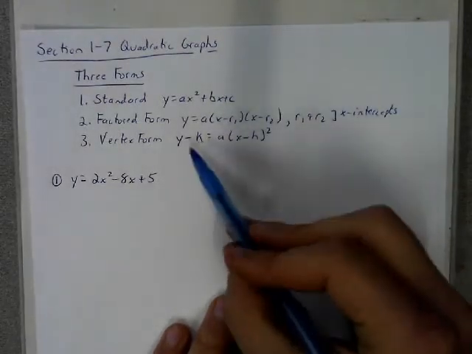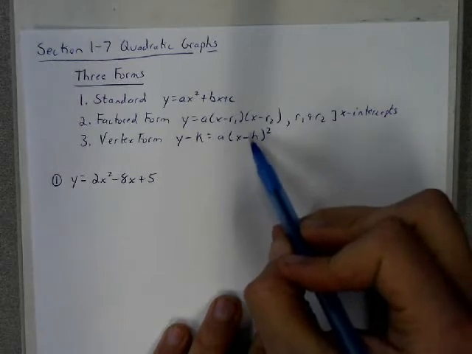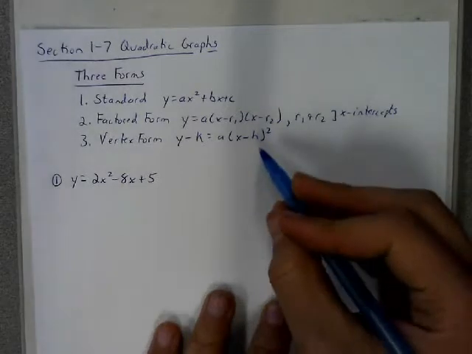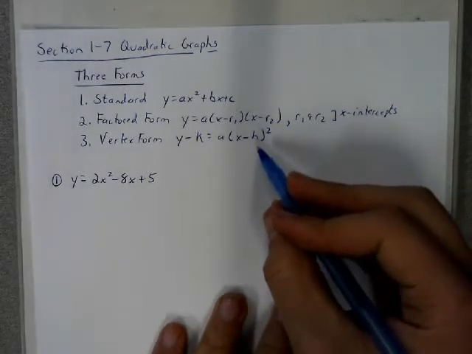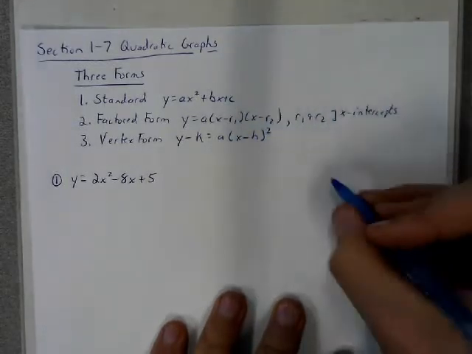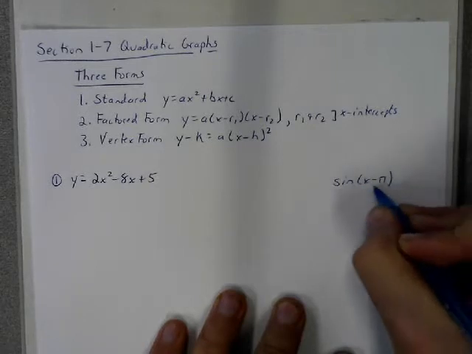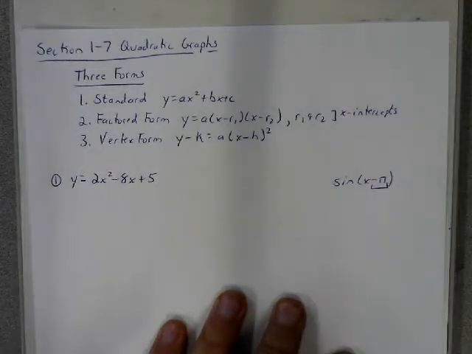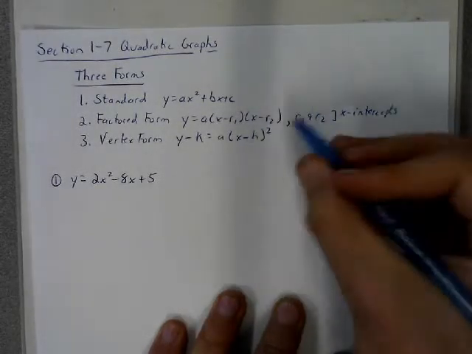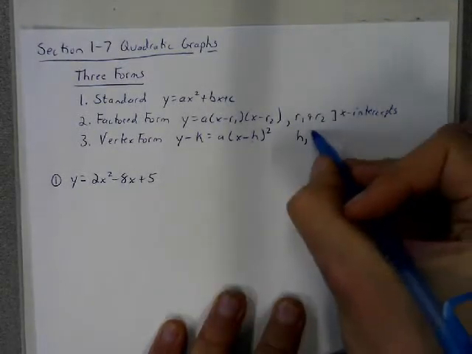In vertex form, we have y minus k equals a times x minus h squared. I want you to realize that really this form is just like the trig functions from last year. When you graph sine, say for example, sine of x minus pi, this adds pi and moves it to the right, while this h moves to the right, making the vertex at h comma k.